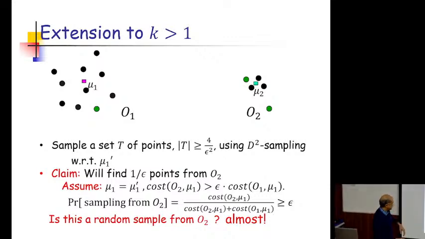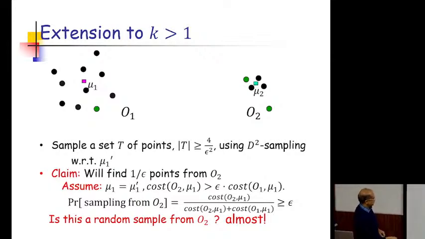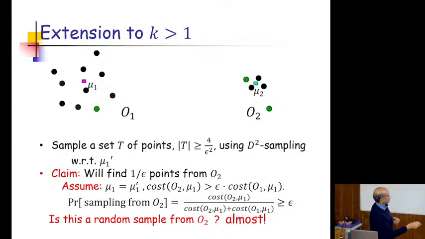Yeah. So what I want to claim is that when you do the sampling, you will have enough points from here, but they may not be uniform sampling, right? Some points could be sampled many times, or some points could not. The probabilities will not be the same for everybody, and this is because the distances are different.